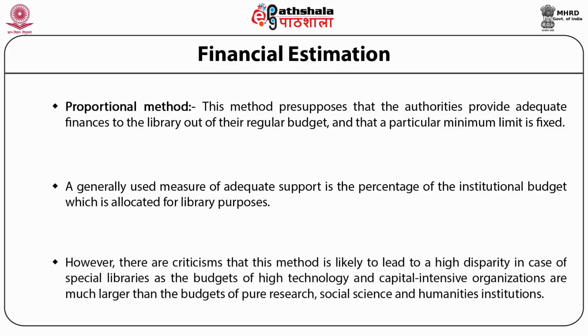However, there is criticism that the proportional method is likely to lead to a high disparity in the case of special libraries, as the budgets of high technology and capital intensive organizations are much larger than the budgets of pure research and social science and humanity institutions. So this is one of the limitations with regard to the proportional method.